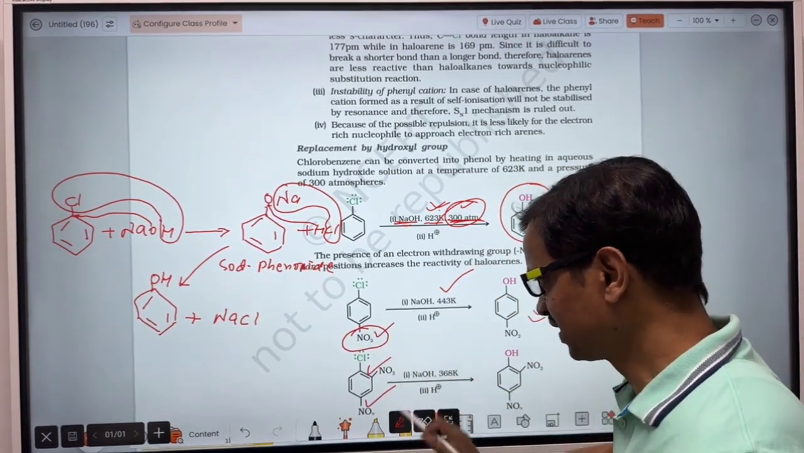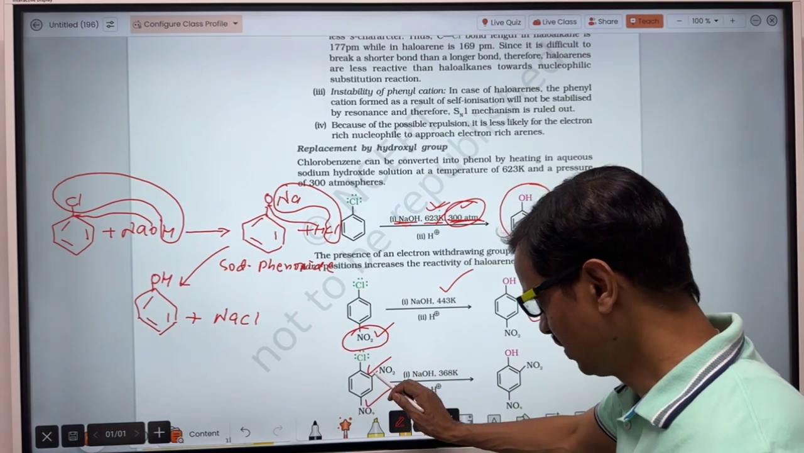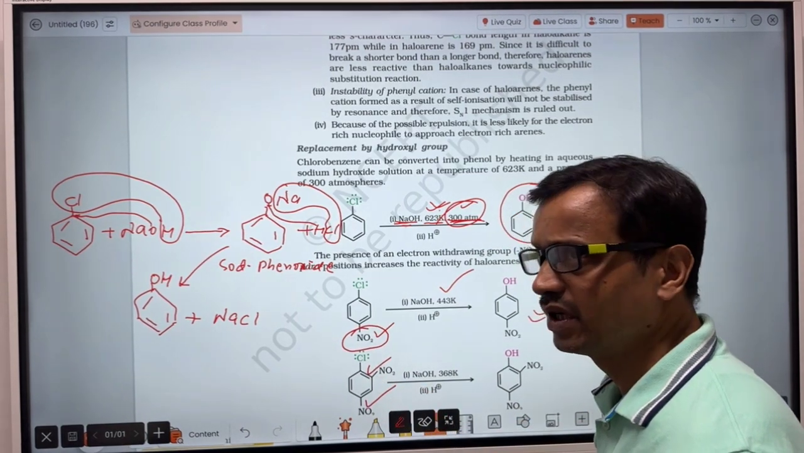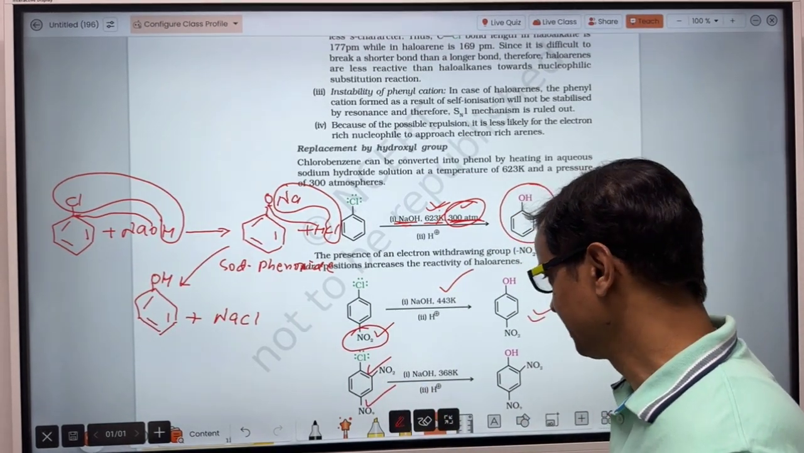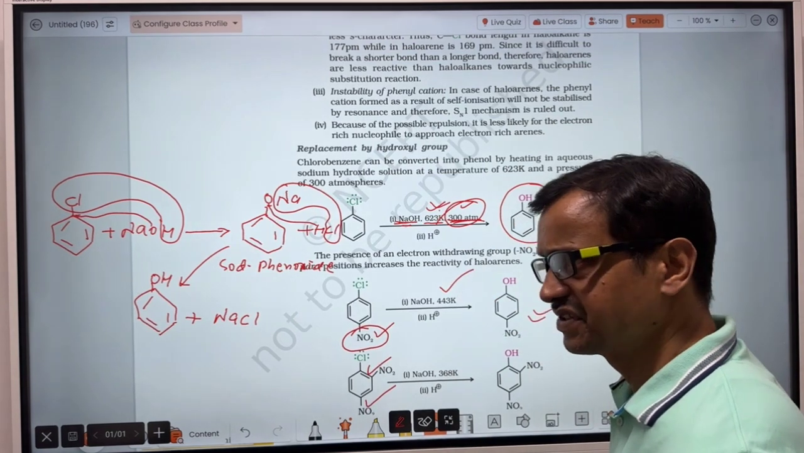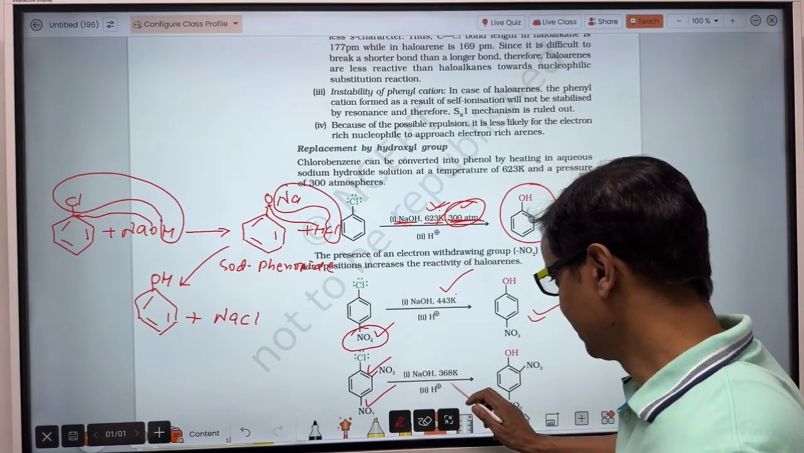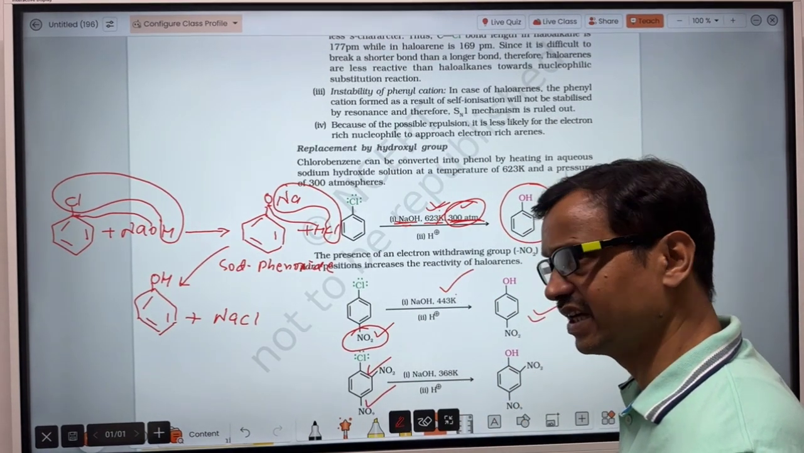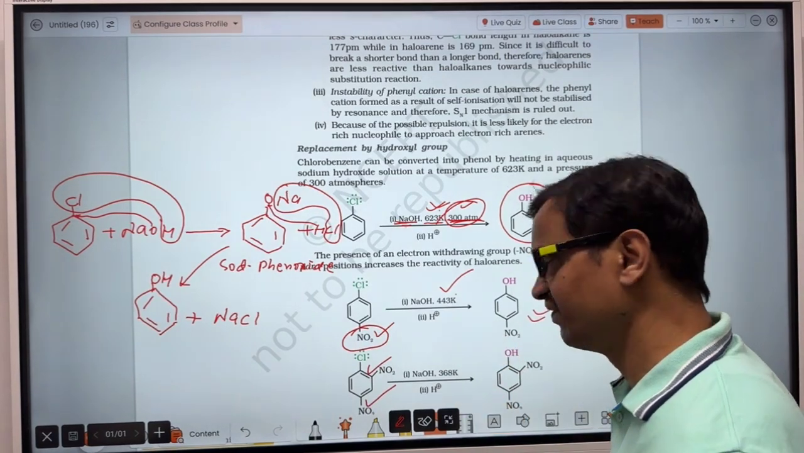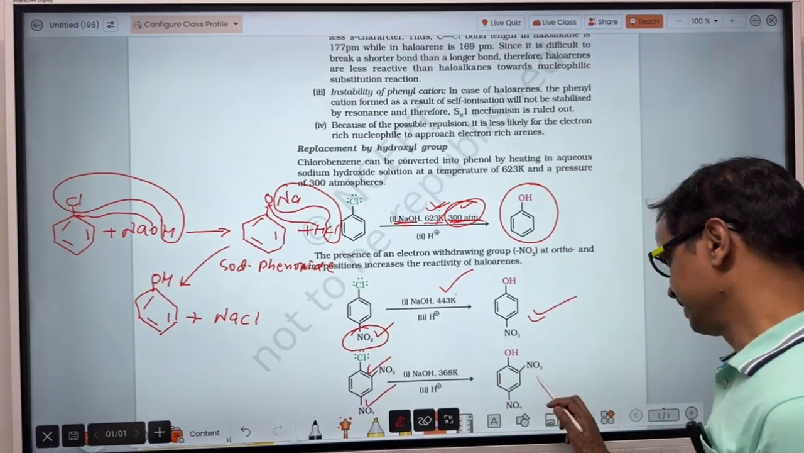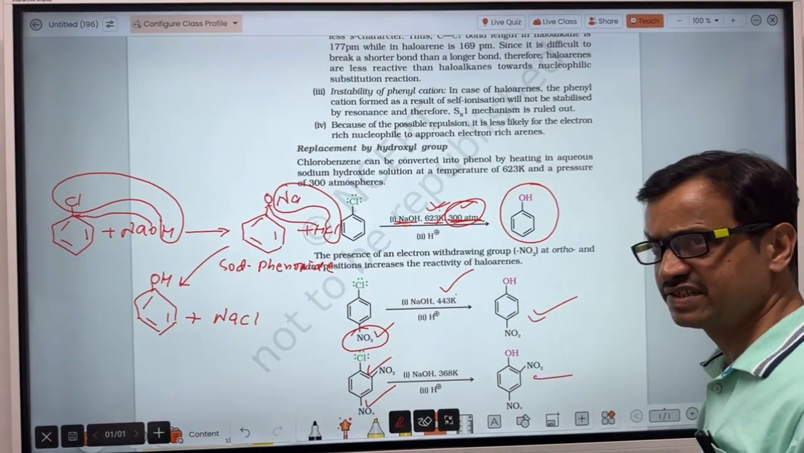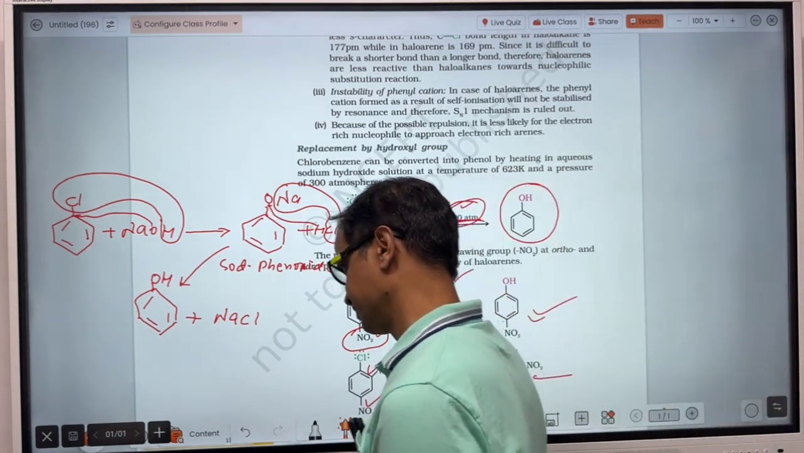Here the NO2 group was only at the para position. Now an NO2 group has been bonded at the ortho position also. So there will be too much decrement in the temperature, from 443 to 368 Kelvin. So the temperature has decreased very much, and then the reaction takes place as it was taking place previously.